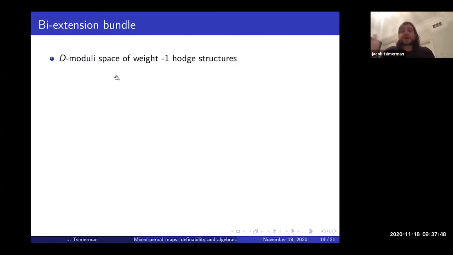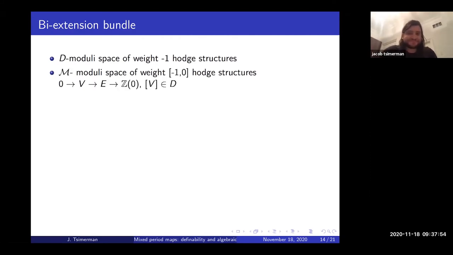So let D be some moduli space of polarized weight minus one Hodge structures. So D is a pure moduli space, like Siegel space, for example, or something more general, because it could be ineffective. And now we're going to associate to D two different moduli spaces of mixed Hodge structures. The first one is extensions of Z(0) by something in D.